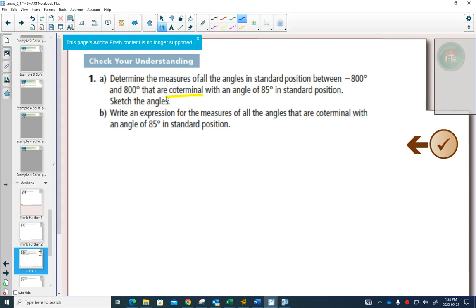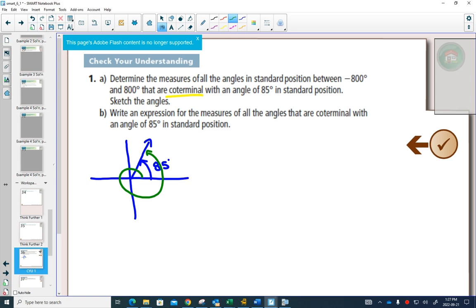So if I draw 85 degrees in standard position, it comes from the positive x-axis and ends right there. I need to make a list of all the angles between negative 800 and positive 800 that end in the same place. Well, how do I end in the same place? If I went all the way around once and ended in the same place, that would be coterminal. How do we figure out what that is?